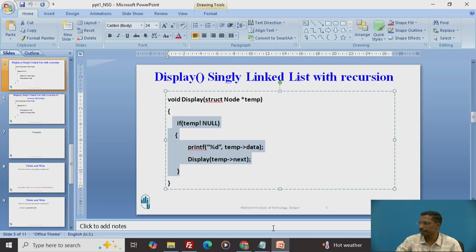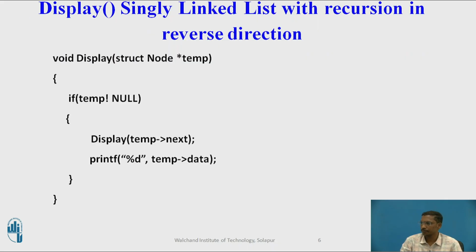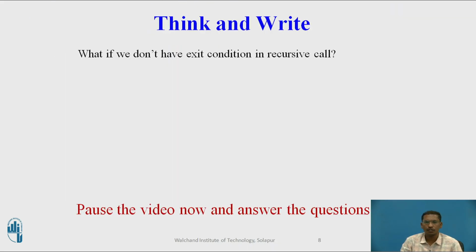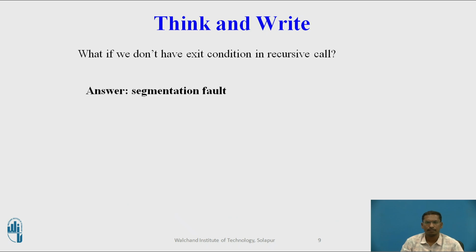I will come back to the PPT. So you can pause the video and answer: what if we don't have the exit condition in the recursive call? The answer is segmentation fault, because in a recursive call there must be an exit condition. If you don't have the exit condition, it will go into an infinite loop, and in this program it will print a segmentation fault as an error.